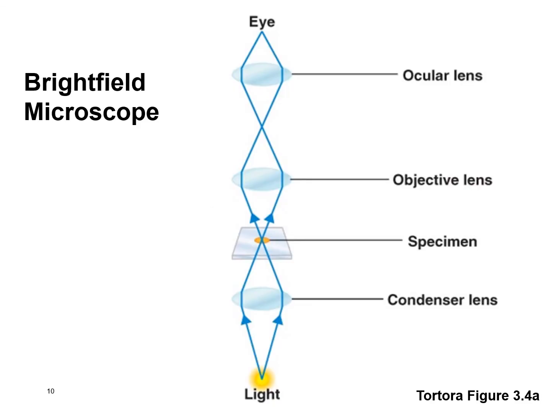Okay, and this is just showing you the two lenses, just showing you the light shining out through the bottom, through the specimen, and then how it goes to the objective lens, and then the ocular lens, and then finally into your eye. And you can see how the light will be bent and refracted through both the objective and the ocular lens, and that'll magnify the image.